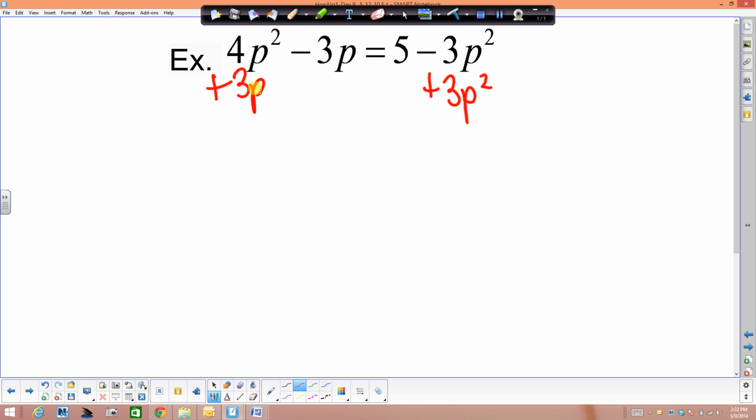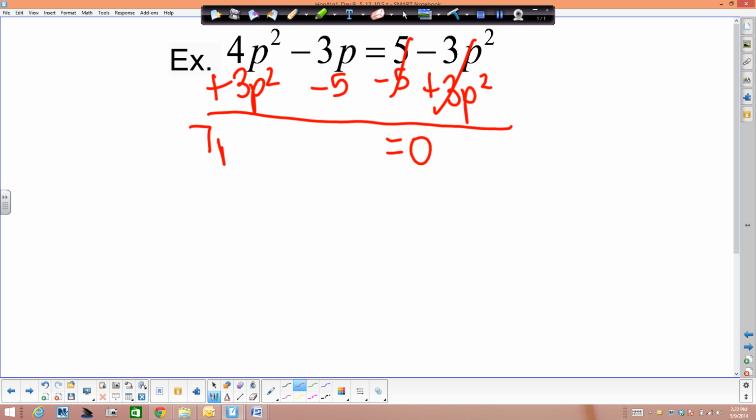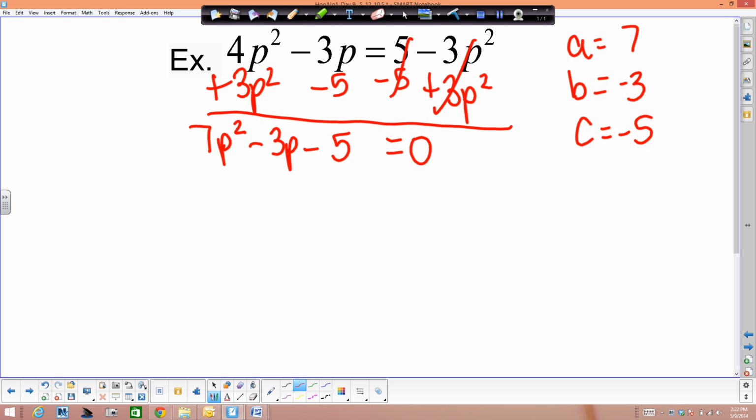And I'm going to subtract 5. So if we do all that, those are gone, we're left with 0. So 4p squared plus 3p squared is 7p squared. Minus 3p minus 5 because they are not like terms. Alright, so we know a equals 7, b equals negative 3, and c equals negative 5.